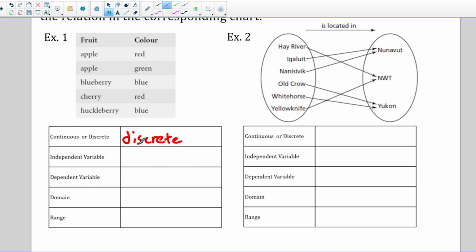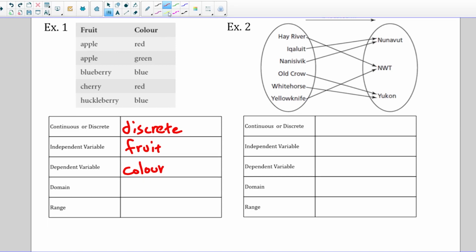The independent variable in this case, we are going to be looking at our fruit. And the dependent variable is going to be our color, because our color depends on what type of fruit we are choosing. So for our domain, if I start over here to give myself a little bit of room, it is the set of our apples, blueberries, cherry, and huckleberry.